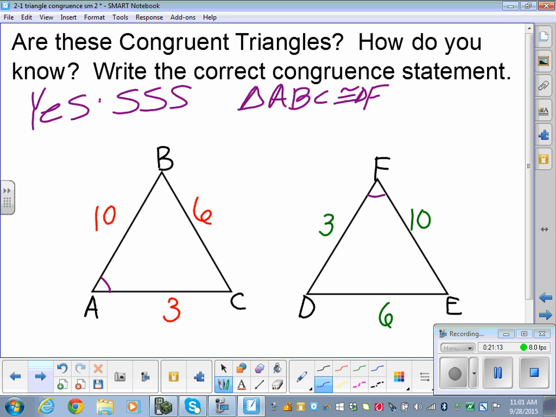All right, now looking at B, angle B is between 10 and 6. I look at my other triangle. Between 10 and 6 is angle E. And then C is between 6 and 3. So between 6 and 3 is angle D. There's my correct congruent statement. Any questions on that?